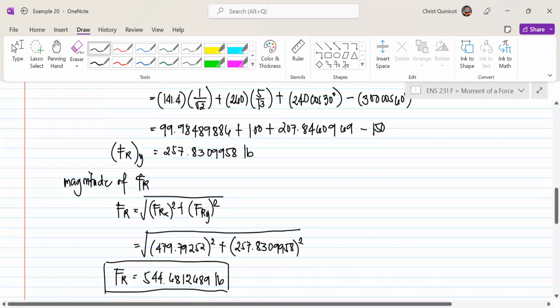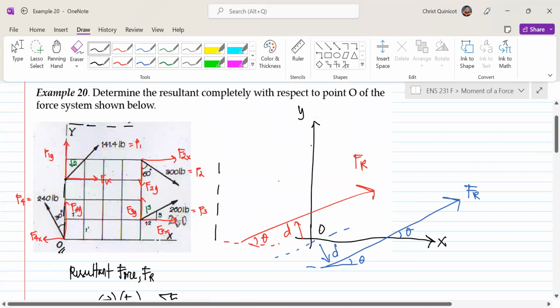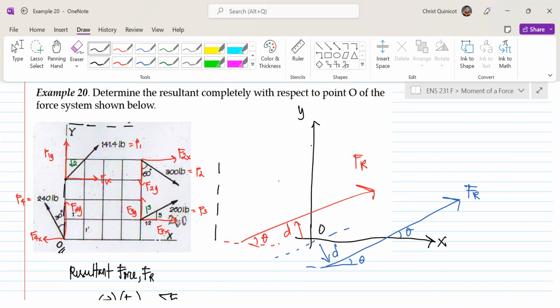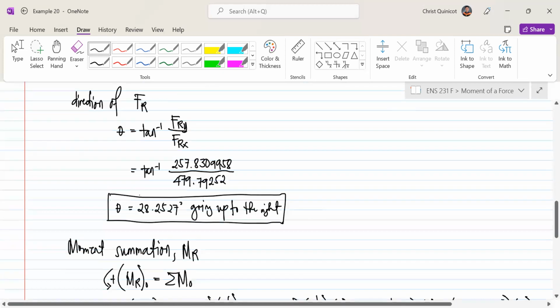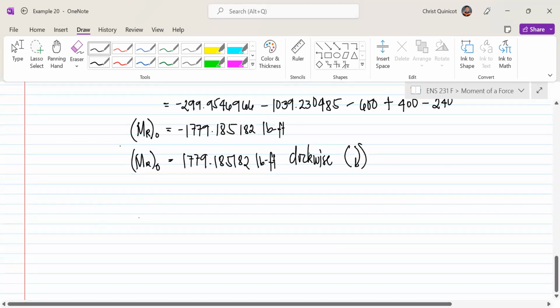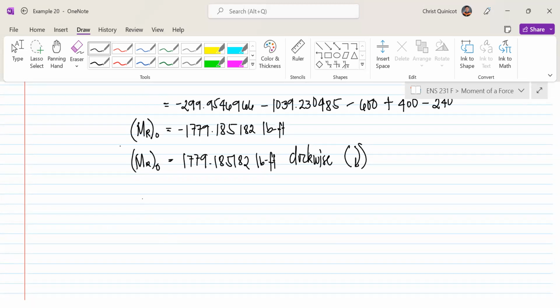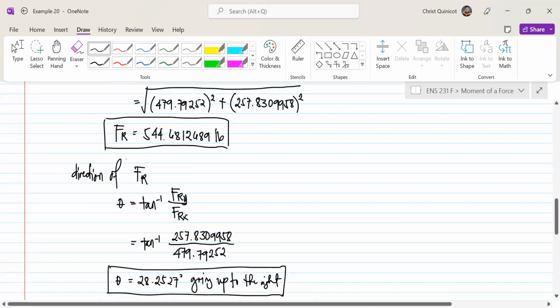So therefore, if we go back here to our dilemma, whether it is the red F sub R or the blue F sub R. Now, if we look at it, the blue creates a counterclockwise moment about point O, and the red F sub R creates a clockwise moment about point O. So therefore, we know that our resultant moment is equivalent to F sub R times the perpendicular distance, which is equal to 1,779.185182 pound feet.